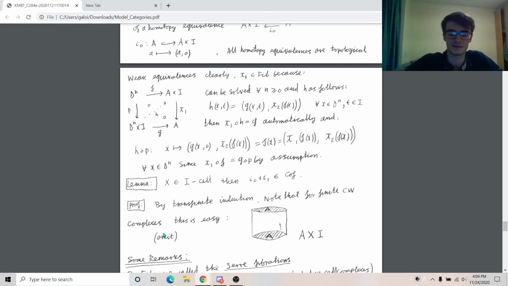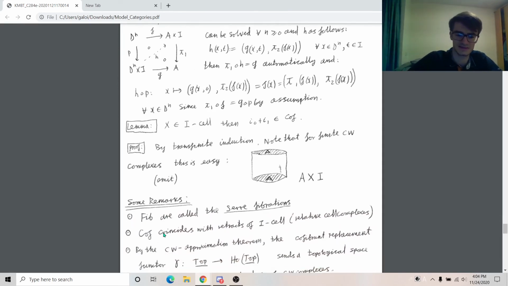But we get that the standard cylinder object attached to any CW complex is a very good cylinder, and therefore by all the theory built up, Whitehead's theorem will follow: that weak equivalences between CW complexes will produce homotopy equivalences.